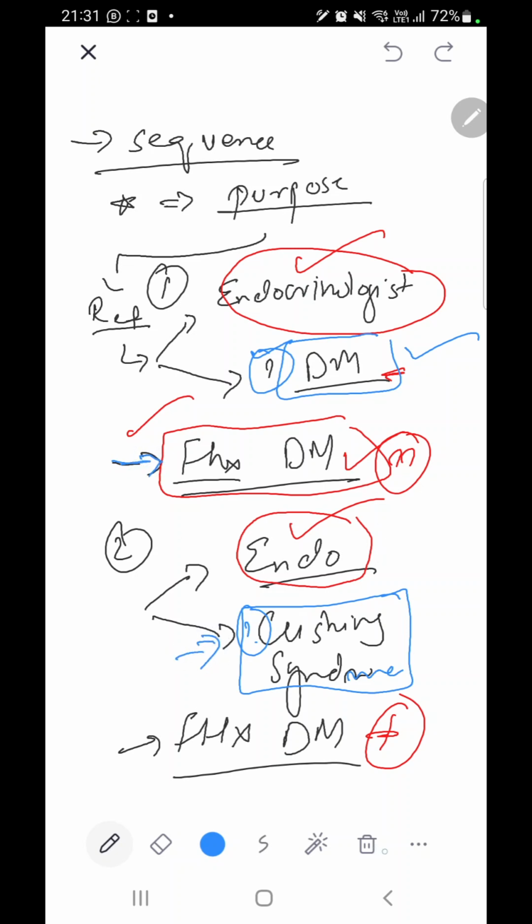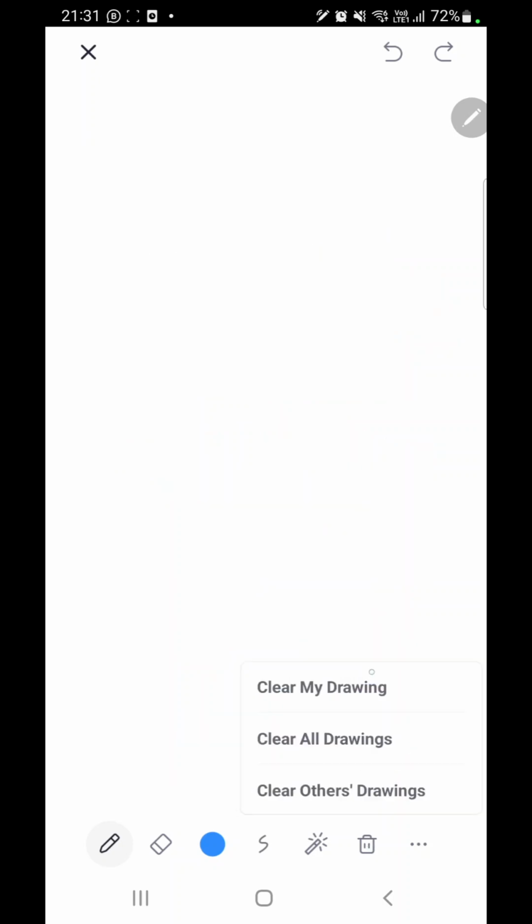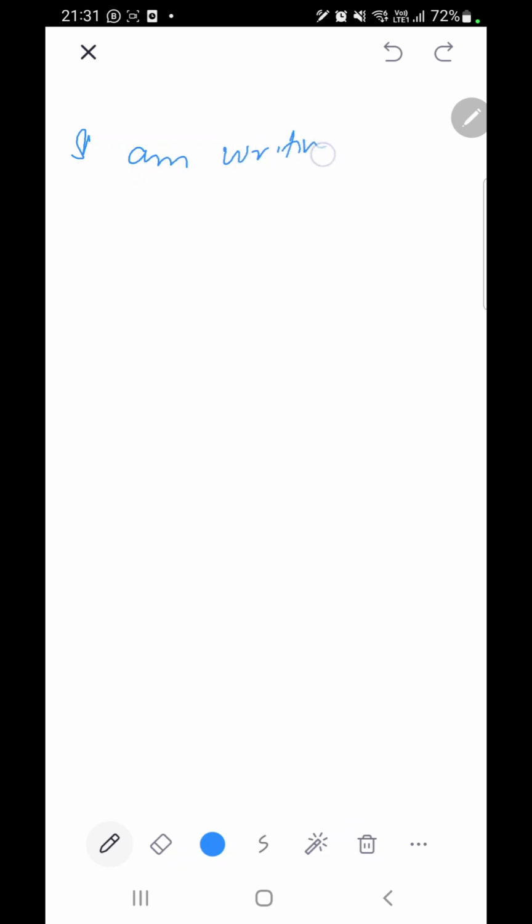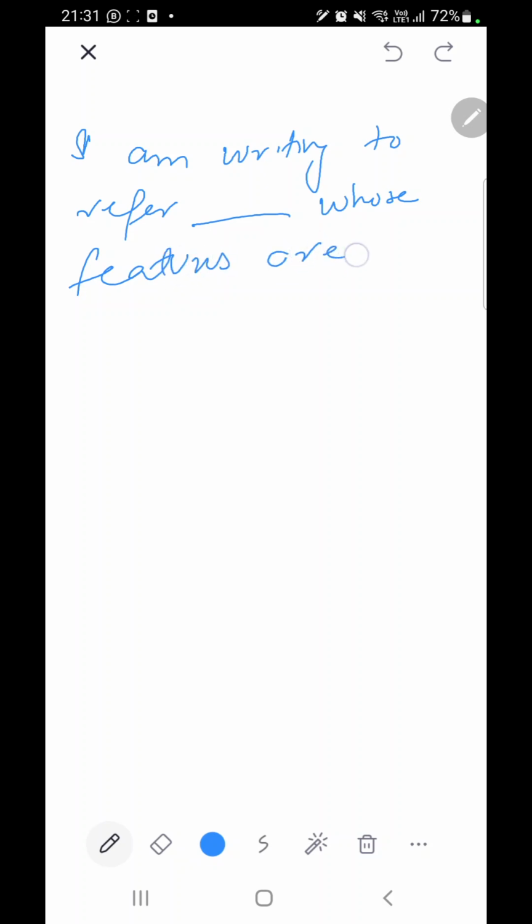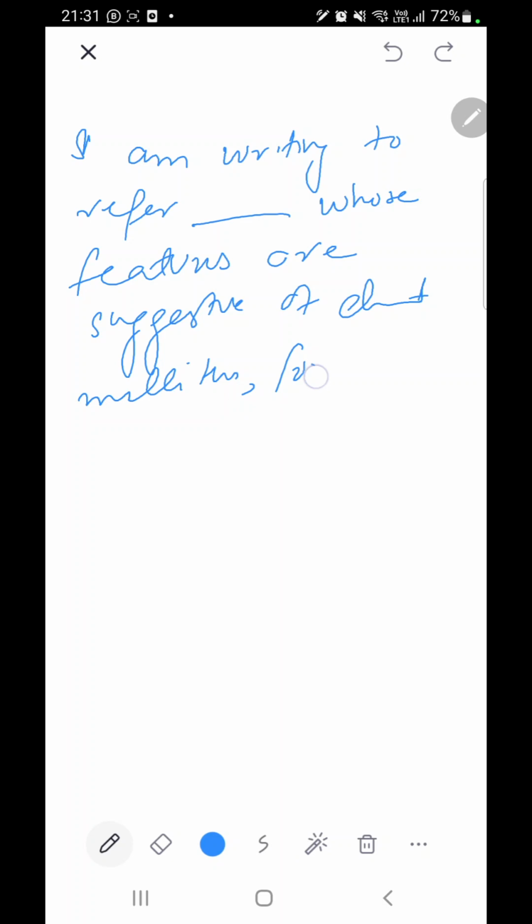Let's say I am writing a letter to a specialist, an endocrinologist. I'm writing this letter in this way. In the introduction, I write, thank you for seeing Mr. X, whose features are suggestive of, let's say, diabetes mellitus, for further management, right?